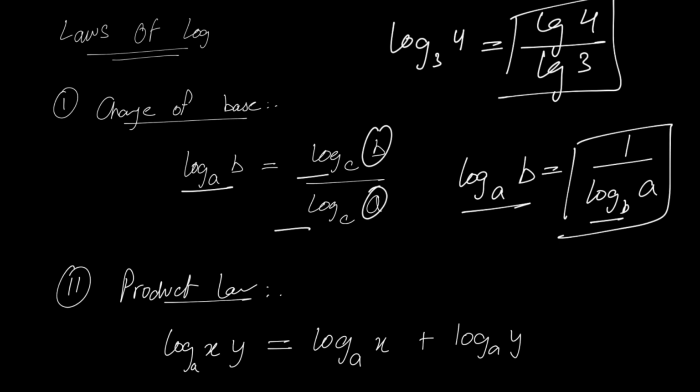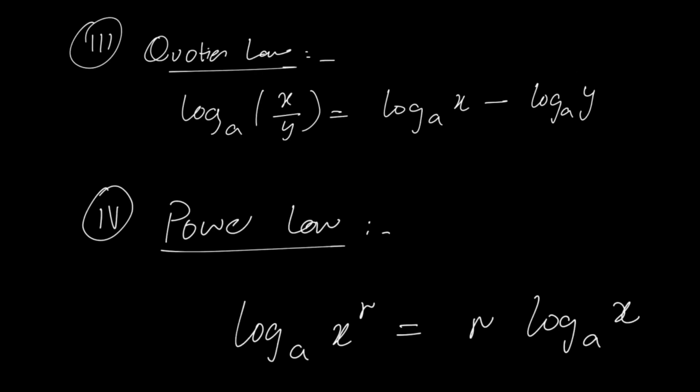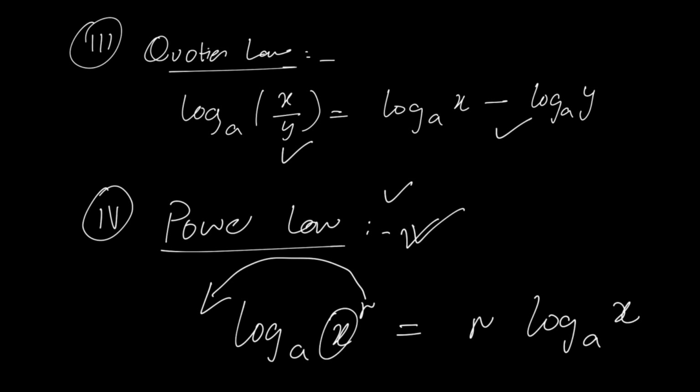Okay, so the product law is that if two numbers are being multiplied in the log, you can write it separately like this. This is actually the opposite of what we did in indices. There are two more laws: the quotient law and the power law. The quotient law is that if two numbers are being divided, they can be subtracted. Again, the opposite of what we did in indices. Then there is the power law. This is what we will use a lot. If you have log base a of x to the power r, we can take this r over here to write it like r log base a of x.